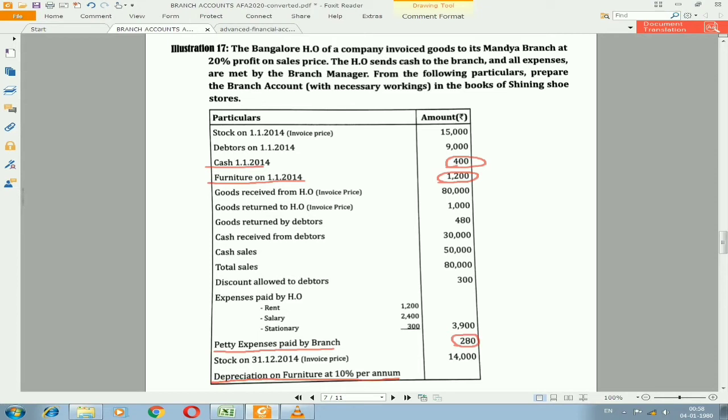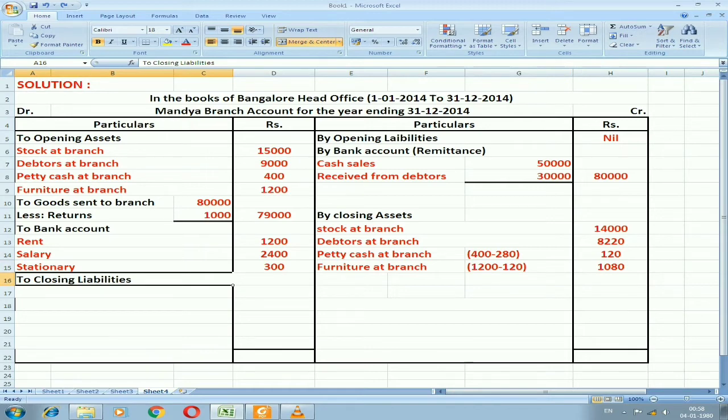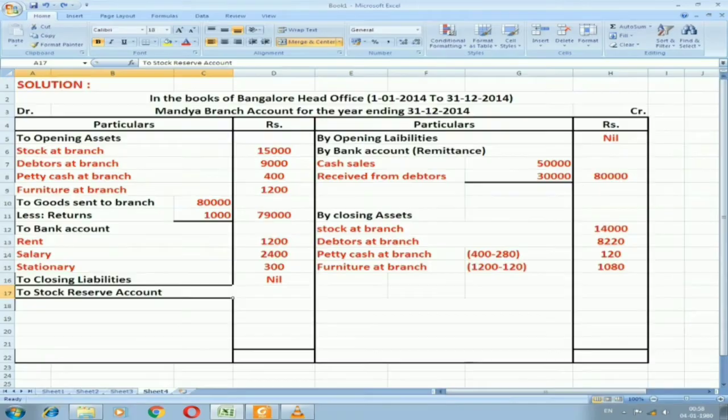They have given depreciation of 10% per annum. The amount is 1200, and 10% of it is 120. If I deduct it I'll get an amount of 1080. Apart from that we don't have any closing assets we are supposed to close. Then we need to close the liabilities. As we don't have any opening liabilities, that will also be nil.